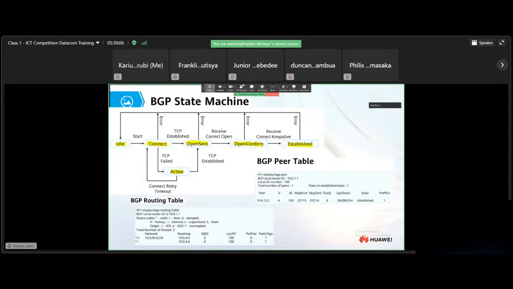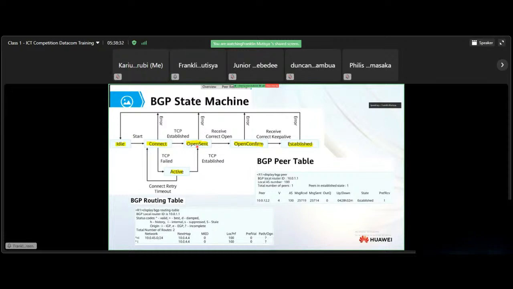Okay, BGP state machine. We are looking at the connect state. When the TCP connection fails, we go to active. We have to reattempt. If it works, we go to open send. If it fails, we go back and reconnect again. At open send, that's where we send the open messages.